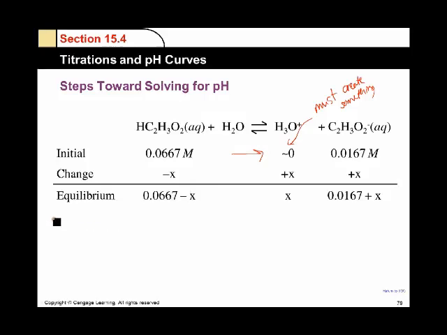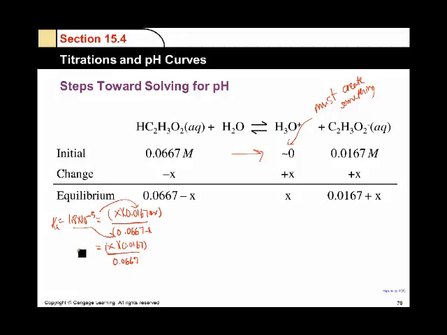Notice that this is set up in the Ka, and this was given, so we can write that and set up our formula here: the products, which is X times 0.0167 minus X, all over the reactant concentrations. Minus X, actually this one's plus X. But since the equilibrium constant is so small relative to these numbers here, we can assume the approximation, the 5% rule, or the 100K rule, and that tells us we can drop those X terms.